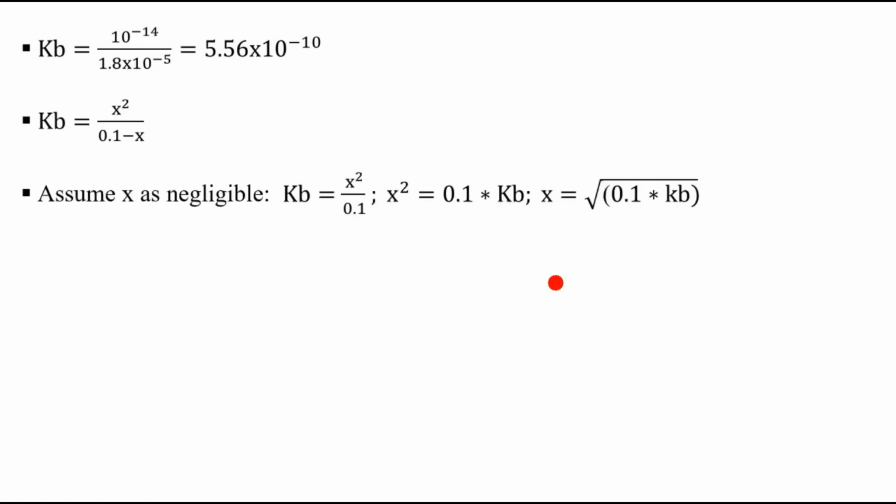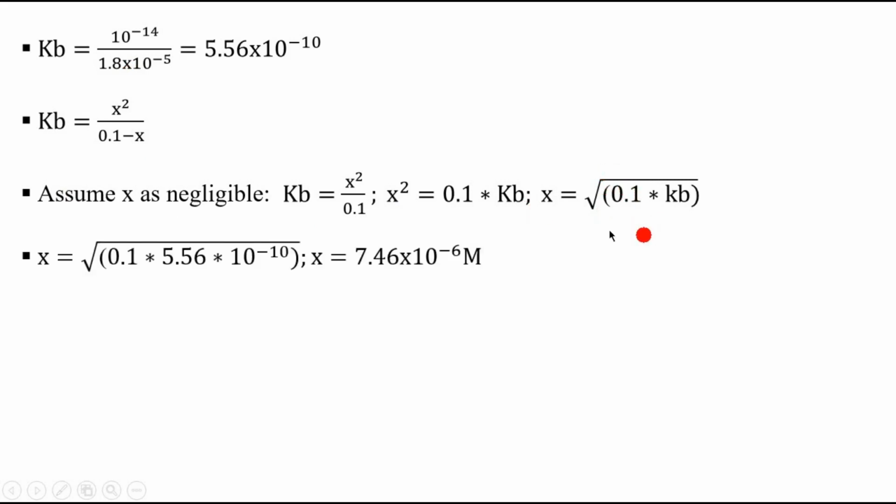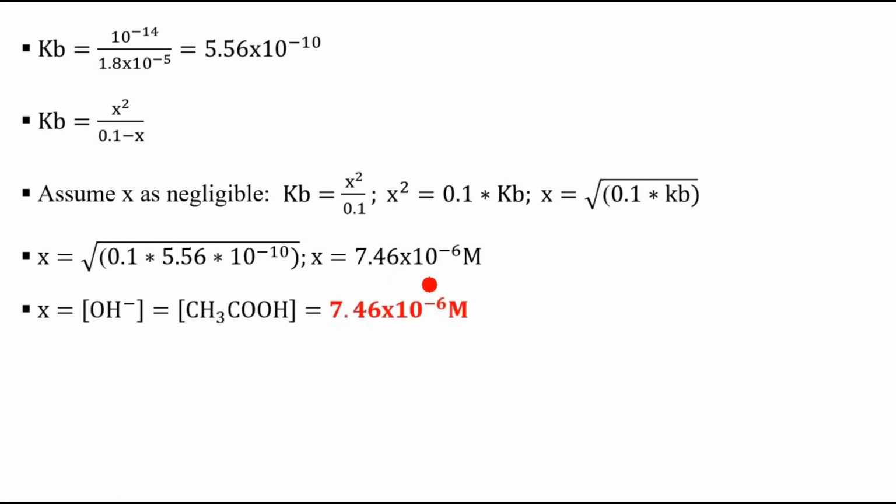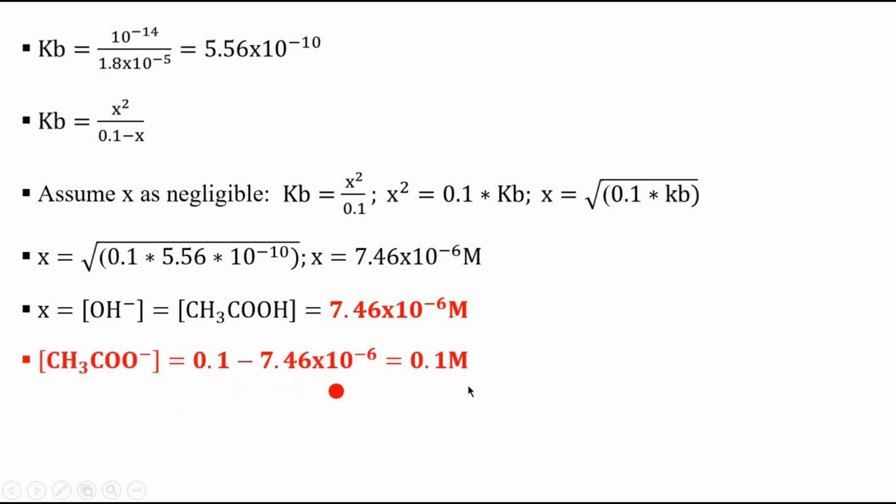Then if we solve the equation, we can find Kb, and then we can solve for x. Kb was not given, they gave us only the Ka. So to calculate the Kb, we take 10 power negative 14 divided by the Ka, then you get Kb. And now assume x is negligible, so we get that x is equal to square root of 0.1 times Kb. Then x is equal to 7.46 times 10 power negative 6, that is the hydroxide. That means hydroxide is equal to acetic acid is equal to 7.46 times 10 power negative 6 molar. Then what will be the acetate ion? It will be equal to 0.1 minus this one, we get 0.1 molar. Then the H plus will be equal to 10 power negative 14 divided by the hydroxide, then we get this amount of H plus.